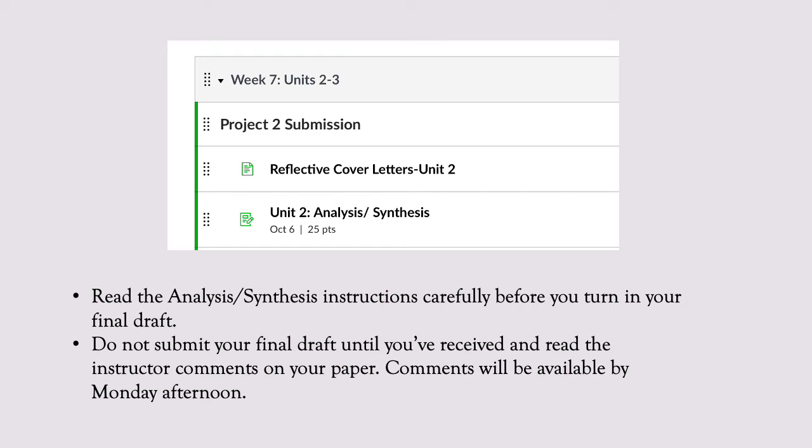Be sure to include the reflective cover letter, and remember both of these here are links that will take you to the submission pages, the instructions, and the button that helps you submit those. So please read the instructions one more time very carefully before you turn in your final draft. Make sure that you've covered every single aspect of this assignment correctly. Do not submit your final draft until you've received and read the feedback from me, which will be available by Monday afternoon. Okay?